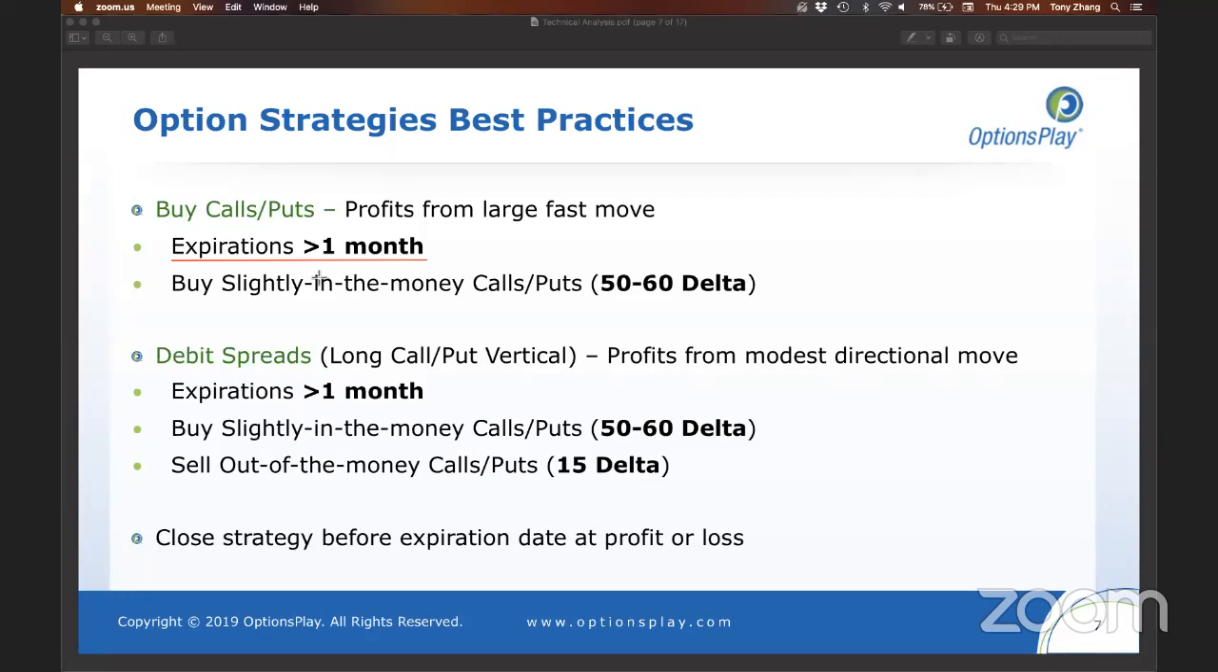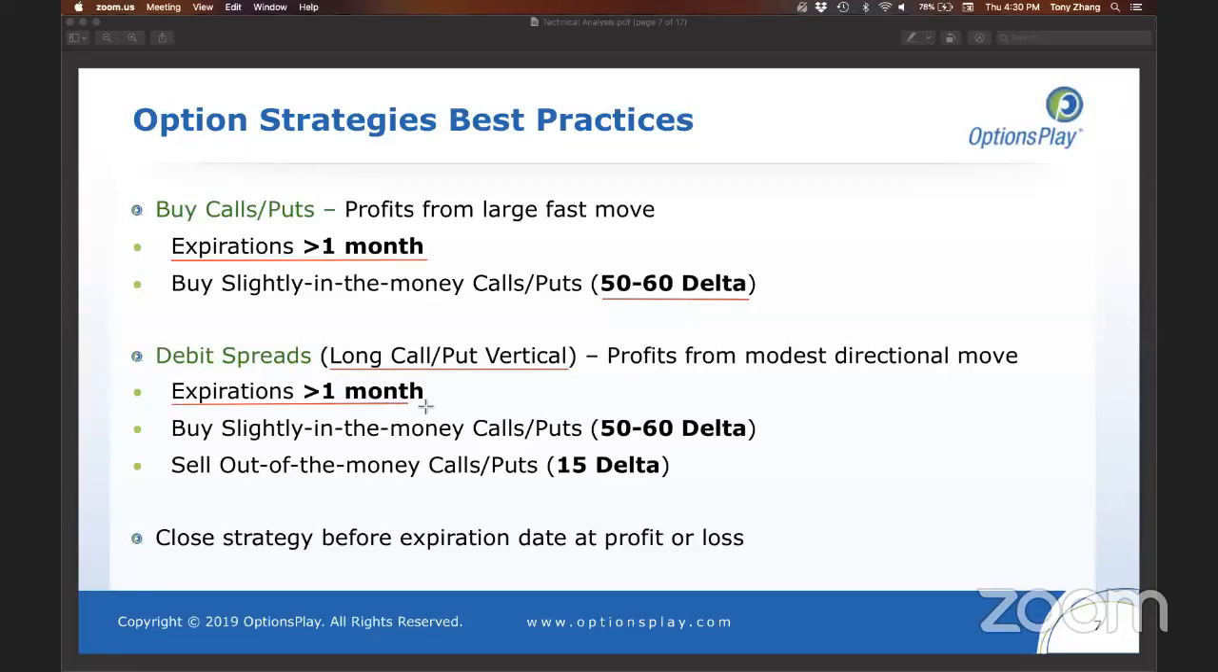Now, whenever you're buying a call or put, you need to buy a slightly in the money call or put as a starting point. About a 50 to 60 delta call or put is a good starting point. Now, when you're thinking about a move in a more directional view where you have a target price, this is really where you want to consider using a debit spread. So for those of you that are unfamiliar, what that means is just simply a long call or put vertical. This will allow you to profit from more of a modest directional move where you have a clear target price.